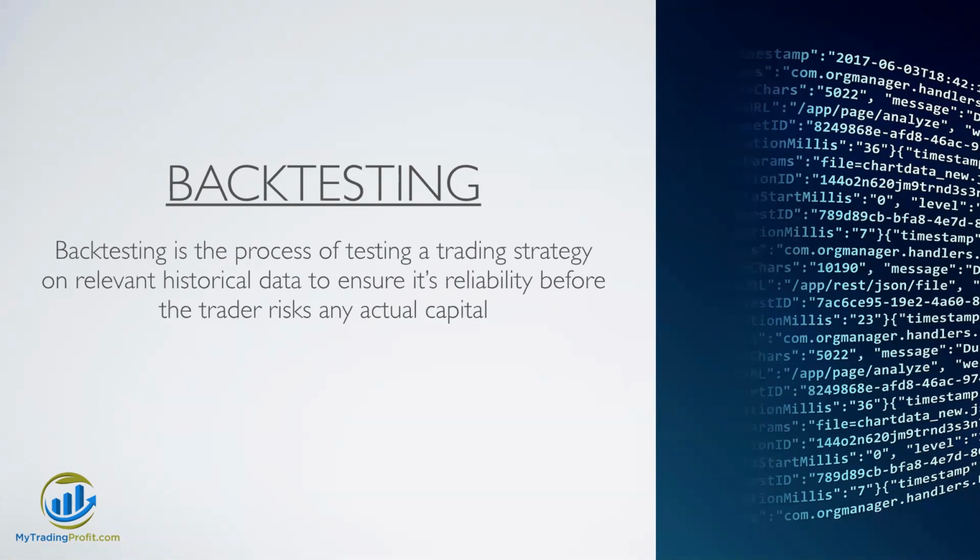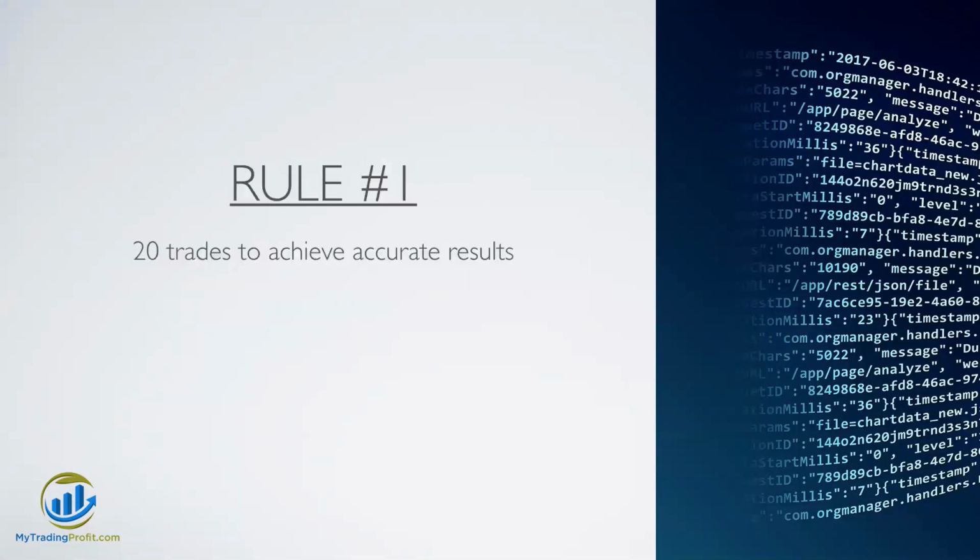Now, before I show you some of the methods that you can use to backtest the trading strategy, here are some of the rules to consider. Rule number one: backtesting should be done through a sample size of 20 trades to give accurate results. The reason for this is the fact that the markets are unpredictable, and instead of being attached to a single trade, we need to start looking at trading as a numbers game.